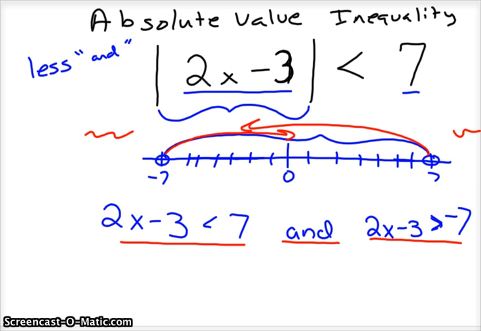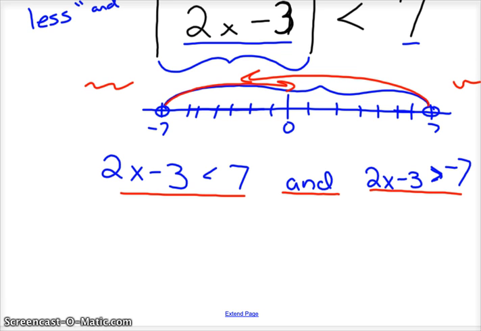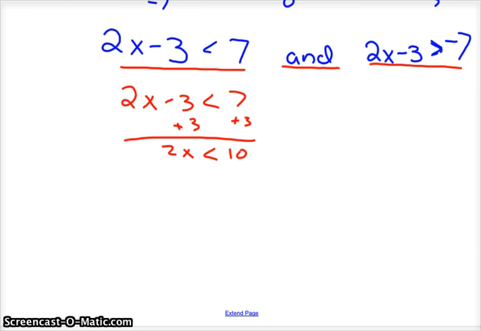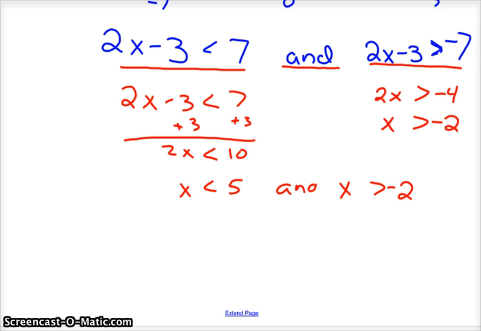Okay, so now that that's the hard part, once you get through that, it's easy. So 2x minus 3 is less than 7, so you would add 3, just like this was a regular equation. 2x is less than 10, and so x is less than 5. Over here, 2x minus 3 is greater than negative 7, I'm going to add 3, so 2x is greater than negative 4, so x is greater than negative 2. And it's still an and in between there.